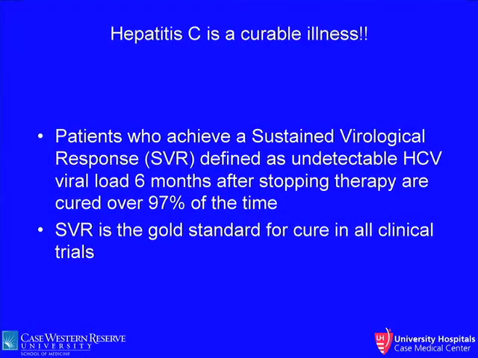Hepatitis C, of course, is a curable illness. You can actually give patients medications, and in a certain percentage of them, and we'll go over that in a minute, they achieve what we call a sustained virological response. This is an undetectable hepatitis C viral load, typically 24 weeks after stopping therapy. And in patients who achieve that, they're typically cured of the hepatitis C over 97% of the time. So I'm going to repeat this term SVR, but basically what it means is the gold standard for cure for almost all clinical trials that are currently being done.